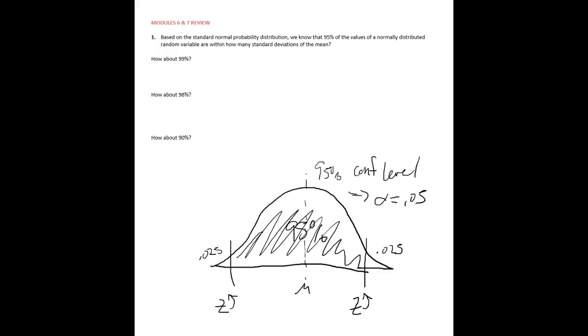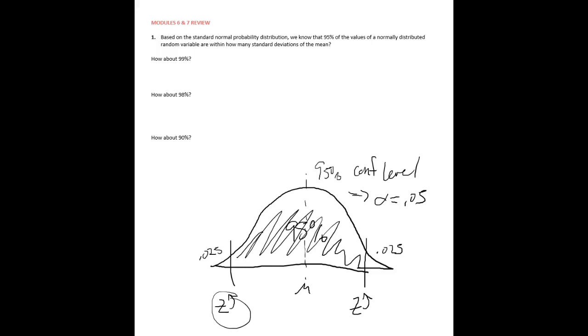Now knowing that this curve is a bell curve that's symmetrical, we know that this z-value right here is just going to be the negative version of this z-value. All right, so let's go ahead and check that. So we're just going to look for the point at which 0.025 of the probability is to the left of a z-value, or 0.025 of the probability is to the right of a z-value.